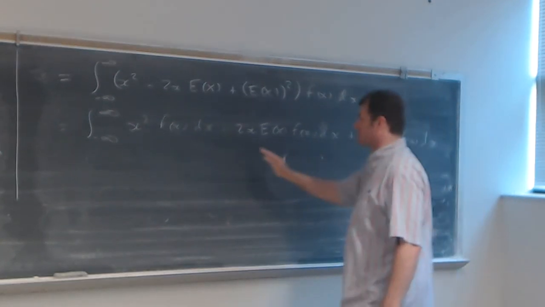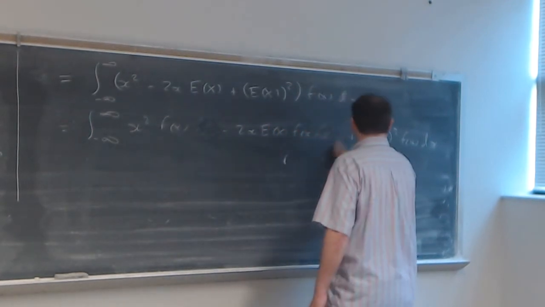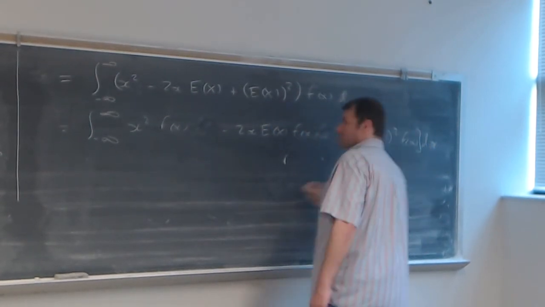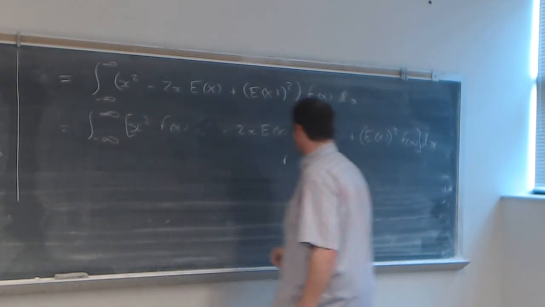And I shouldn't have typos everywhere, I'm sorry. I don't know what happened to me. We distribute the f of X dx, and that's what we get.